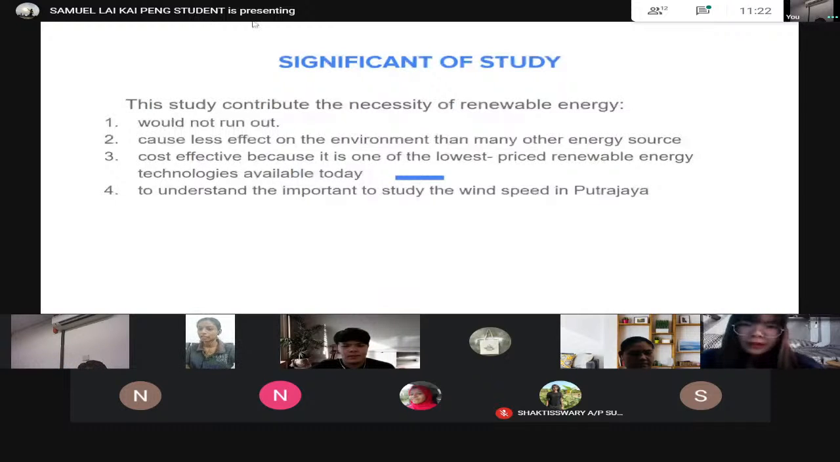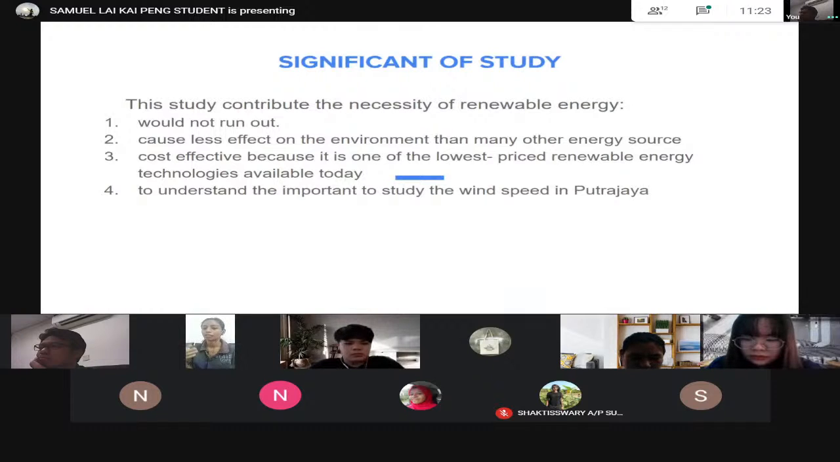Significance of our study. The study contributes to the necessity of renewable energy. First, it would not run out, because renewable energy is obtained from the environment, which will continuously be obtained. Unlike non-renewable energy, which can finish anytime. It is not a forever source to obtain for electrical consumption.